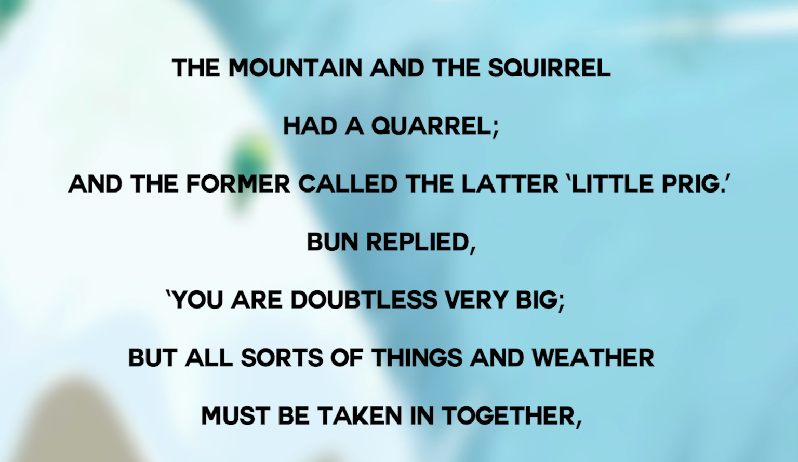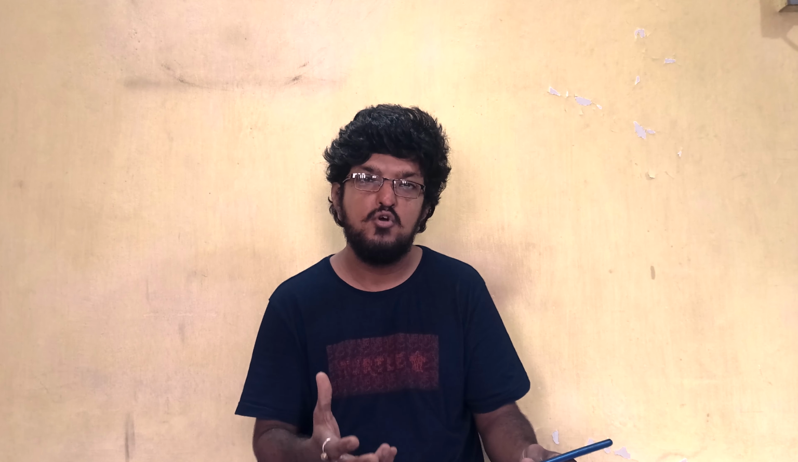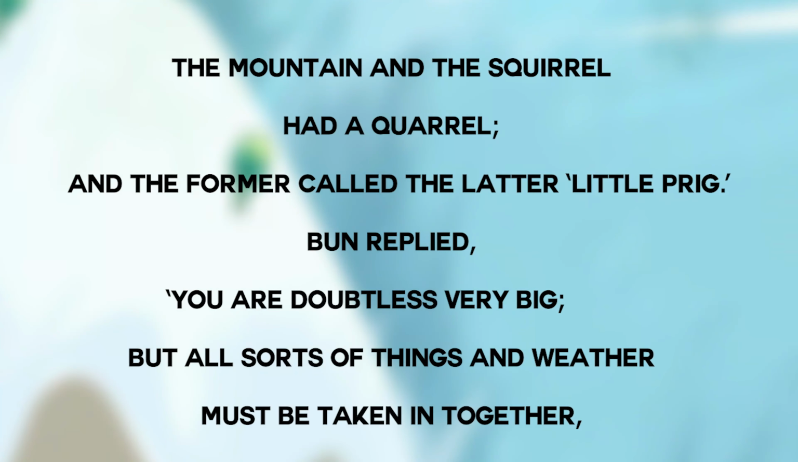Prig means one who puts on an appearance of being morally correct, or who is always honest and always correct and who knows everything. So he is called a prig. Since the squirrel is a very small creature, the mountain has said that you are a little prig. Bun replied. Bun means squirrel. So in reply, the squirrel uttered the following lines of the poem. What did he say? Let's see.